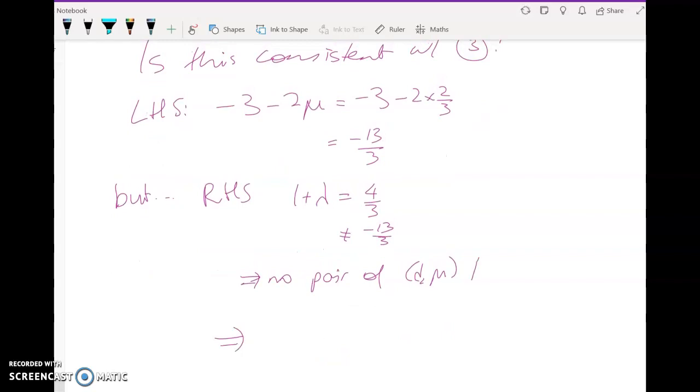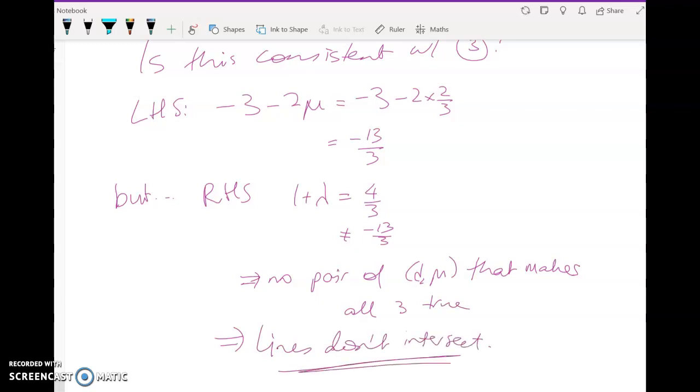Therefore, there's no pair of lambda mu that makes all three true. Therefore, the lines don't intersect. Okay, so there you go. 3 of the basic skills that are left.